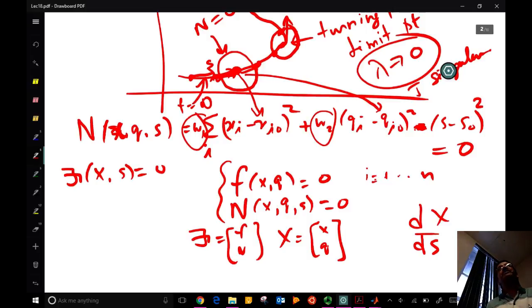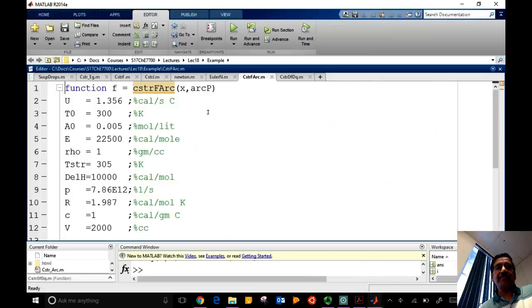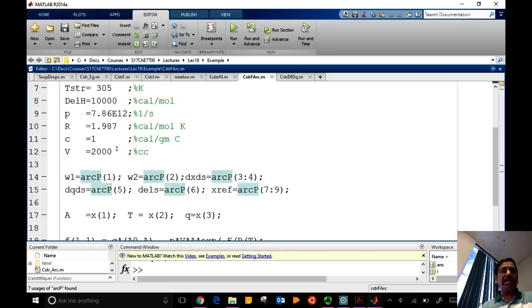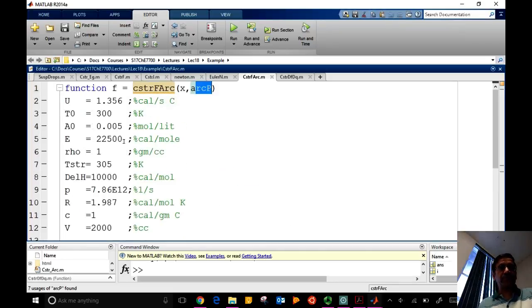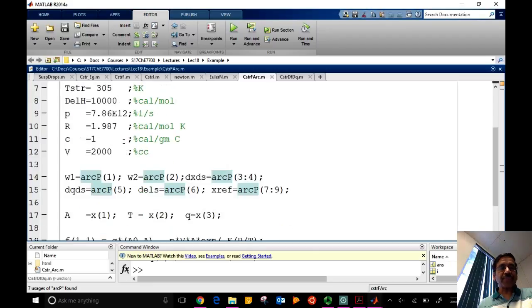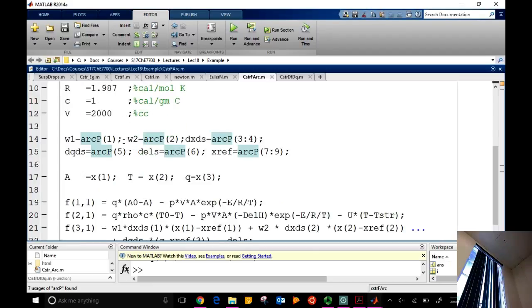So there are a number of parameters like that passed in that vector ARCP. ARCP is a set of arc length related parameters. The problem related parameters are listed here from lines 2 to 12. So from the arc length parameters, I'm taking the first parameter as W1, the second parameter as W2, third parameter as dx, ds, etc. And the delta S is my step length in the S. And then these are all looking exactly the same. X1 goes to A, X2 goes to B, the third X3 goes to Q. That's the unknown now, right?